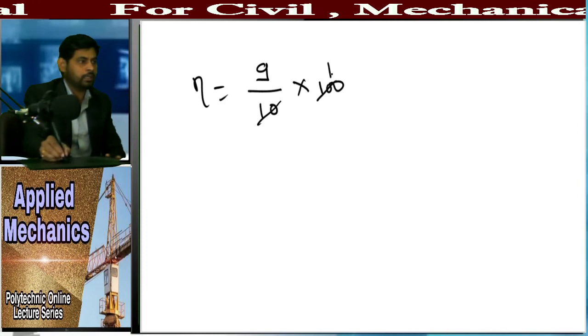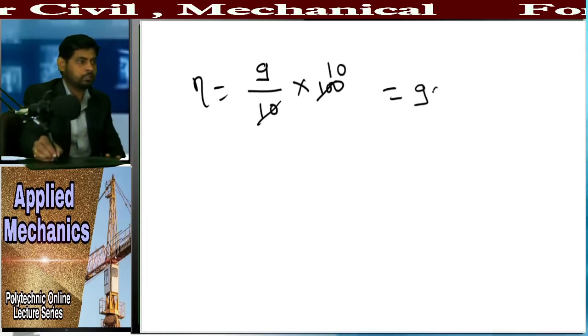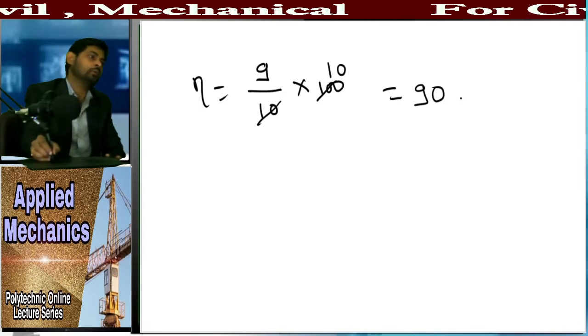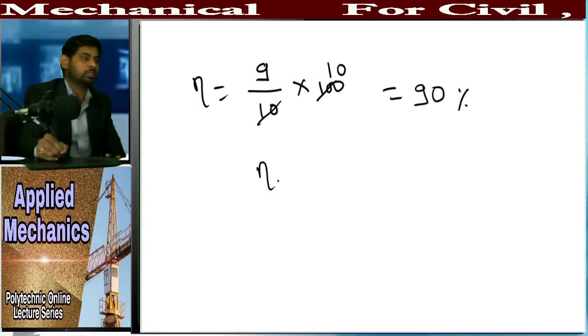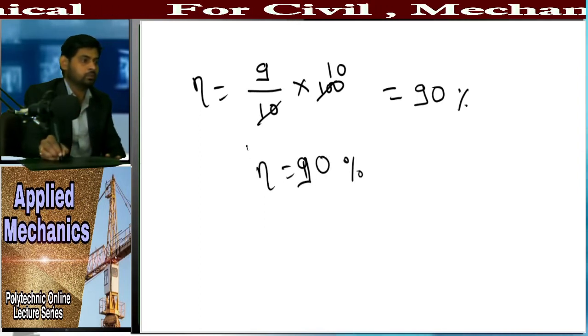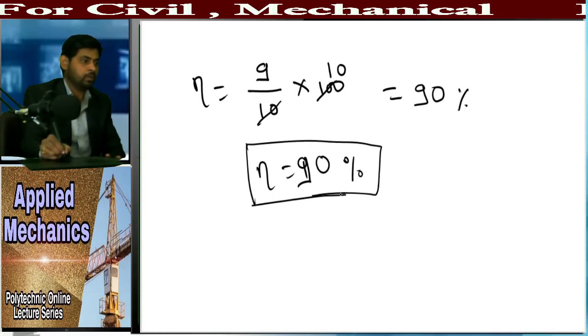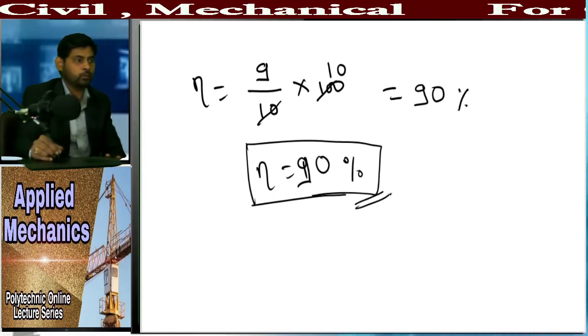Here 10 tens are 100, right? So we can say 9 into 10 is equal to 90. So efficiency is nothing but 90%. So we have found the efficiency of the machine. So this is our solution.